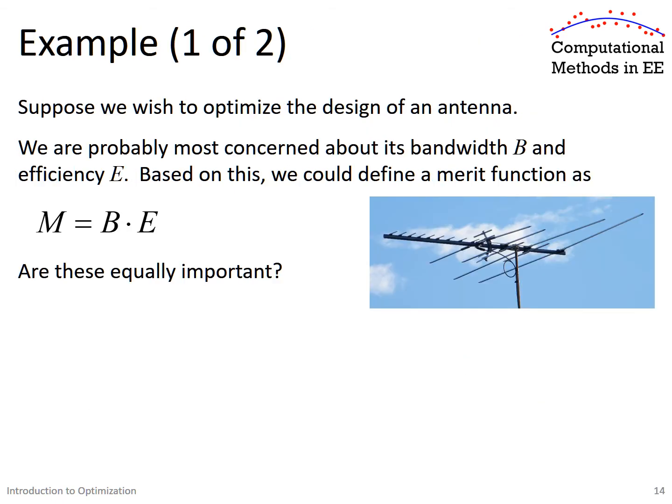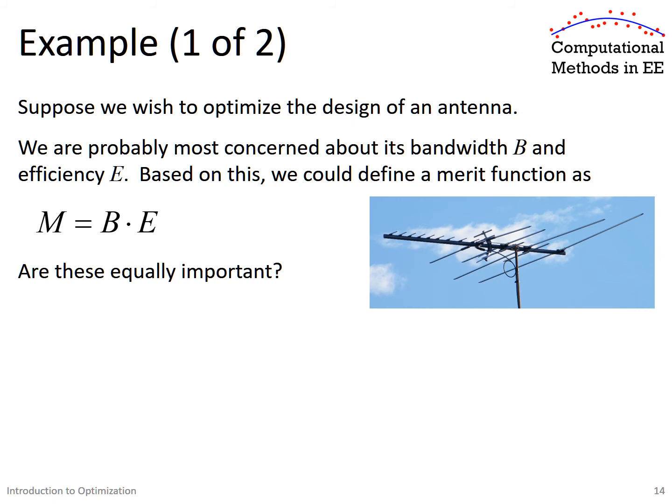So here's an example that goes way back, some work I did many years ago. We were looking at optimizing an antenna. Man, this is almost 20 years ago. Holy smoke, time flies. So the very typical merit function of the time, they wanted to make antennas that were broadband and efficient. So they'd multiply the bandwidth and efficiency together and get a merit function, and antennas were being optimized this way.